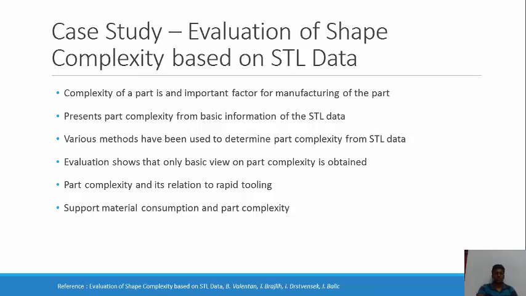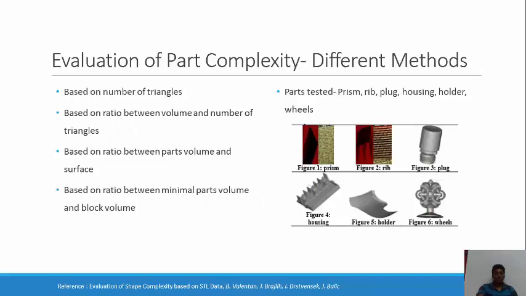manufacturing processes. So these are the different methods of evaluation: based on number of triangles, based on the ratio between volume and number of triangles, ratio between the path, volume and surface, minimal parts, volume and the block. In this study they have used 6 parts, basically a prism, rib, a plug, housing, holder and wheels. So the first one is evaluation based on the number of triangles.